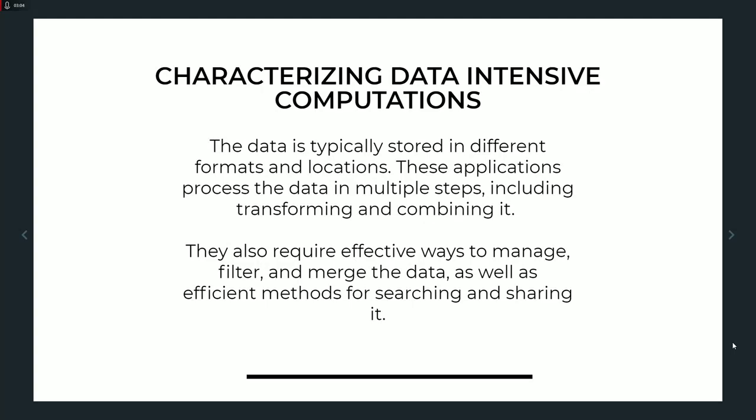These multiple steps may include transforming the data, then combining the different types of data in order to process it. They also require effective ways to manage, filter, and merge the data, as well as efficient methods for searching and sharing it. The processing needs increase in proportion to the size of data. So the bigger the data, the more processing will be required. If we break down the data, transform, and then combine it, by splitting the data into several different parts, it will make the processing easier.